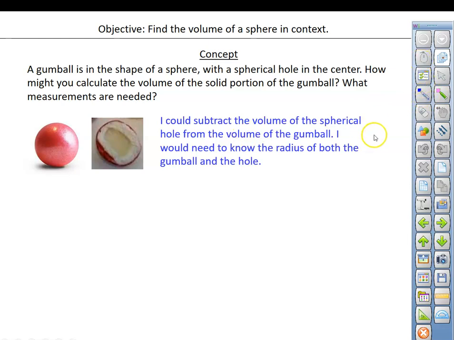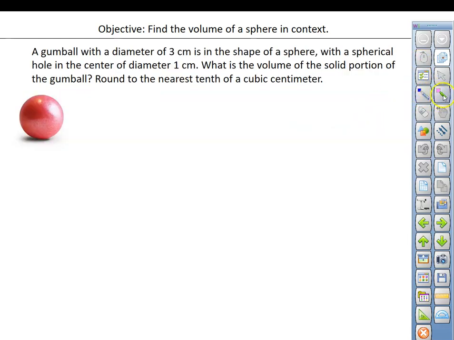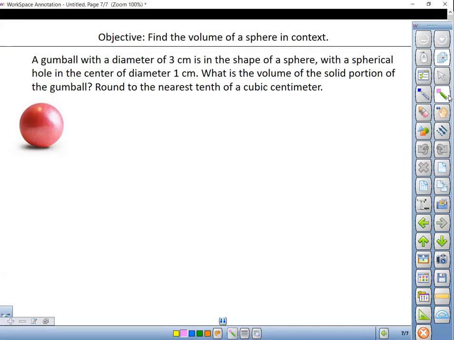All right, let's take a look now at a problem where we apply that concept. So here we have a gumball. The gumball has a diameter of 3 centimeters and it's shaped like a sphere. It has a spherical hole that has a diameter of 1 centimeter. And we want to know what is the volume of the solid part of the gumball. And we will round to the nearest tenth of a cubic centimeter. So we're good there with units because we have centimeters already.